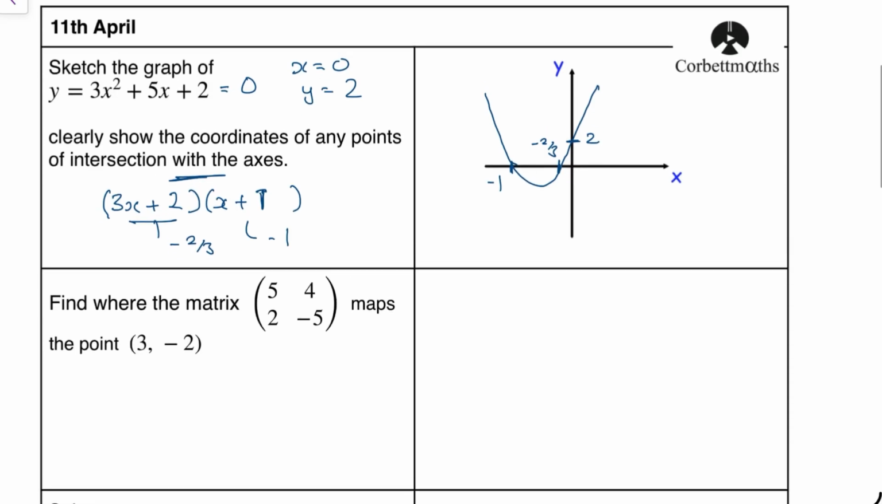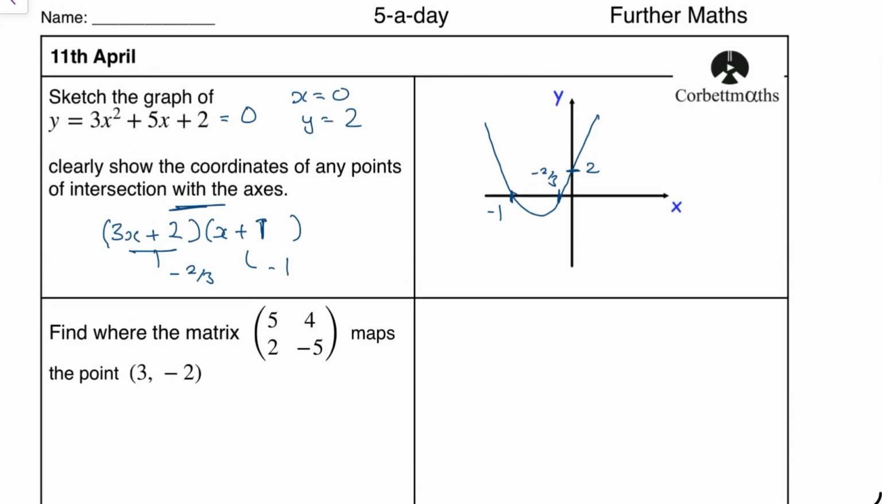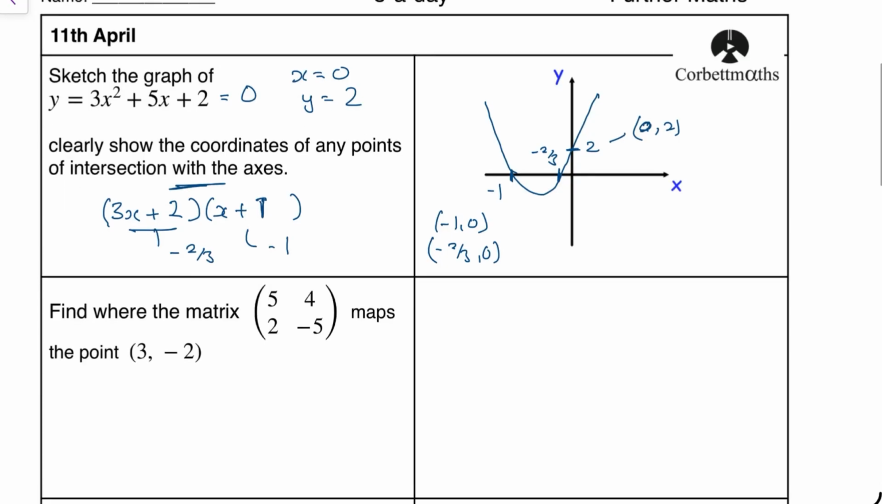Next question. Although actually, sorry, just stop there a second. It does say clearly show the coordinates. So the question is, should I say minus 1, 0? I might write them here just for the examiner, just to show. I think putting them on the graph is fine, but I think I might just cover my back just in case the mark scheme is being particularly ridiculous. Either way, happy I've shown those.